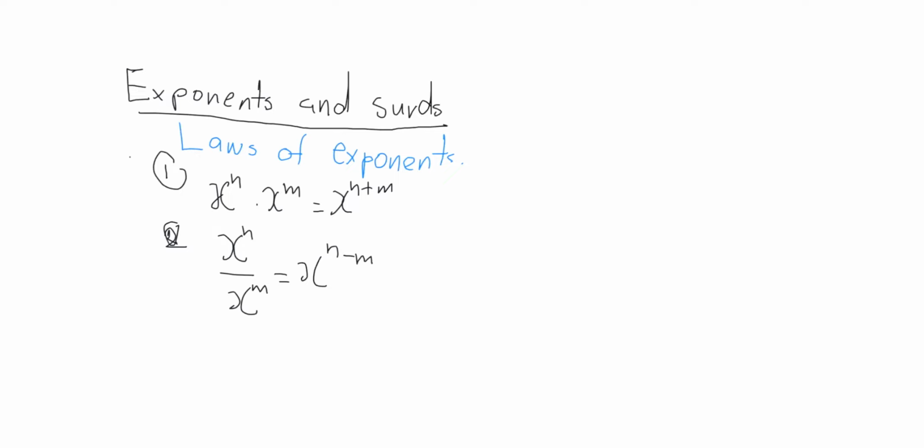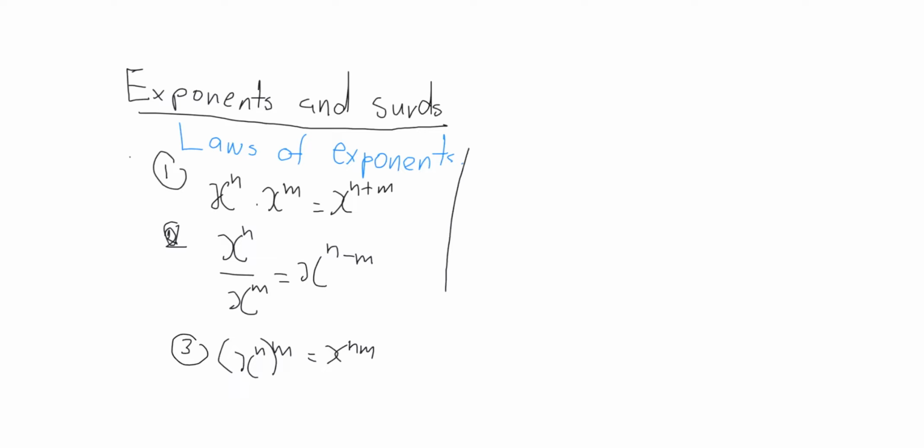And now the third one: when you are going to have x to the power of n, in brackets, to the power of m. When you're raising an exponent to an exponent, this is the same as x to the power of n times m, which means that exponent of x multiplied by that exponent of m. So basically that's going to be that.